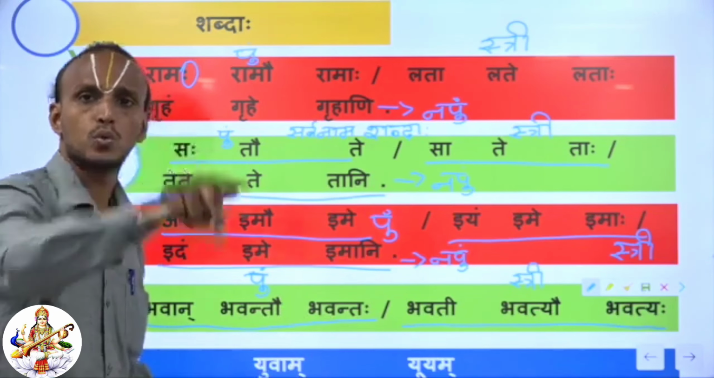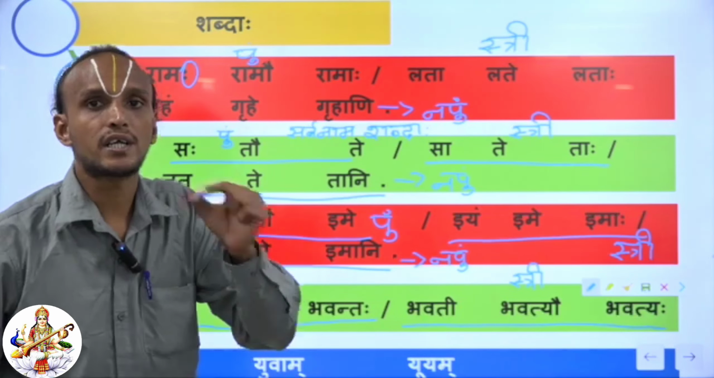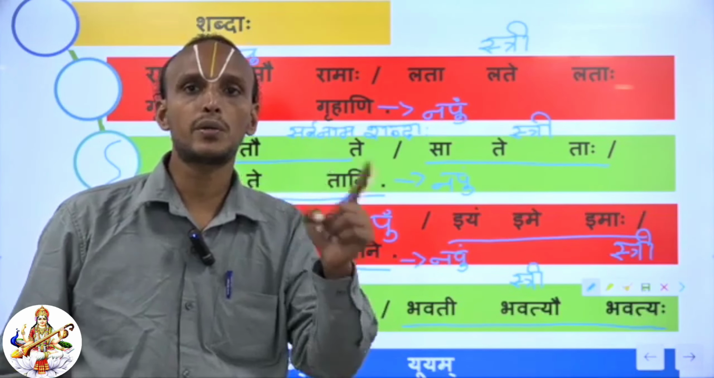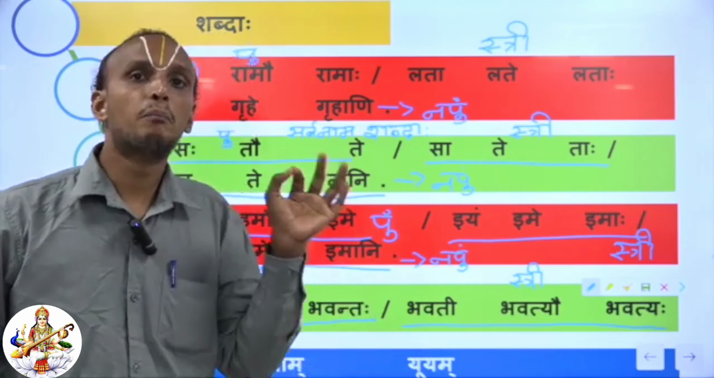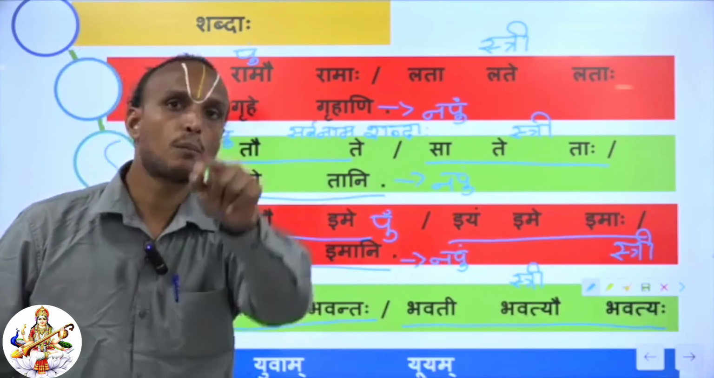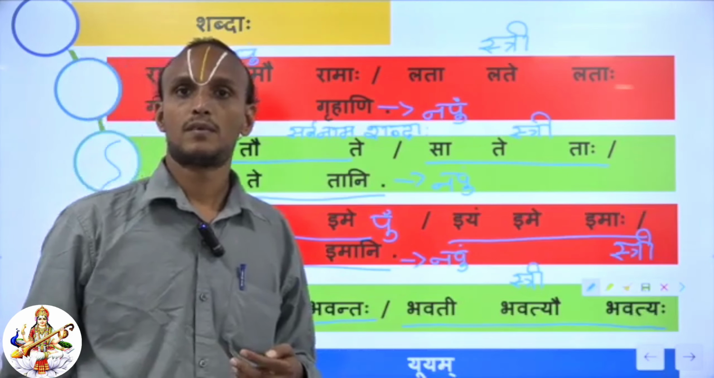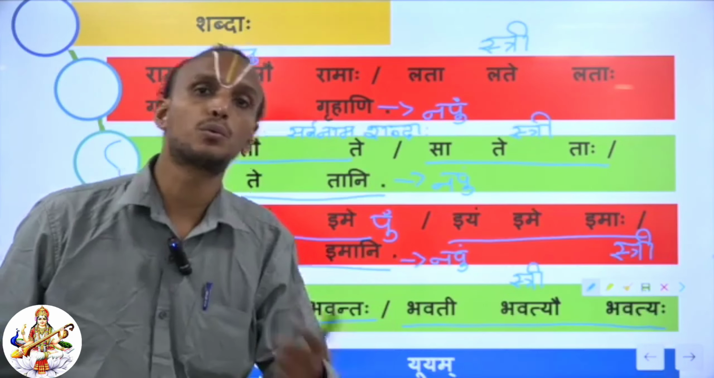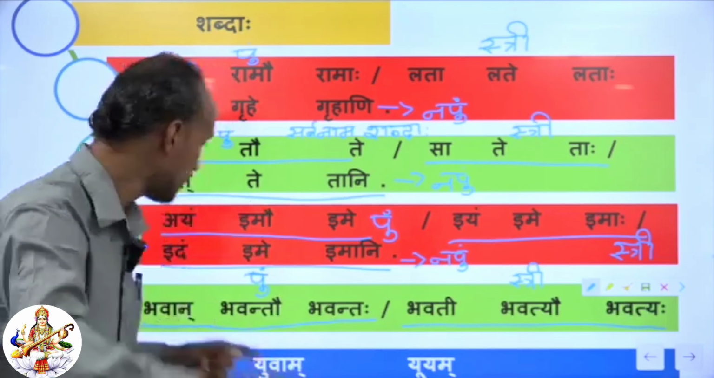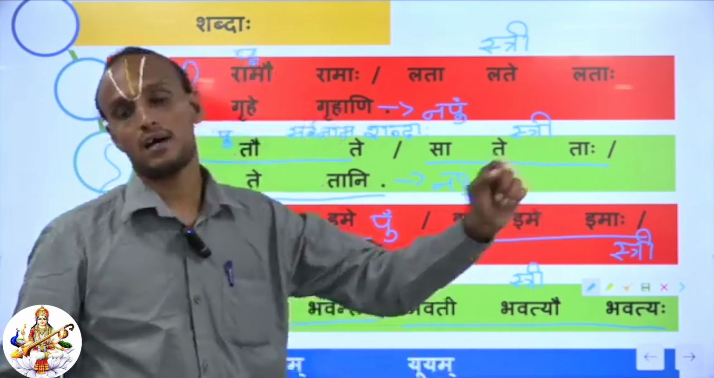Bhavantau means you two. Bhavantaha means you all, but in masculine gender. I want to ask, who are you? Then I should ask, Bhavan kaha? If you are a male, if you are a boy, okay? If you are a female, then how will I ask you? Bhavati ka. If you are a male, I should ask Bhavan kaha. If you are a female, I should ask Bhavati ka.